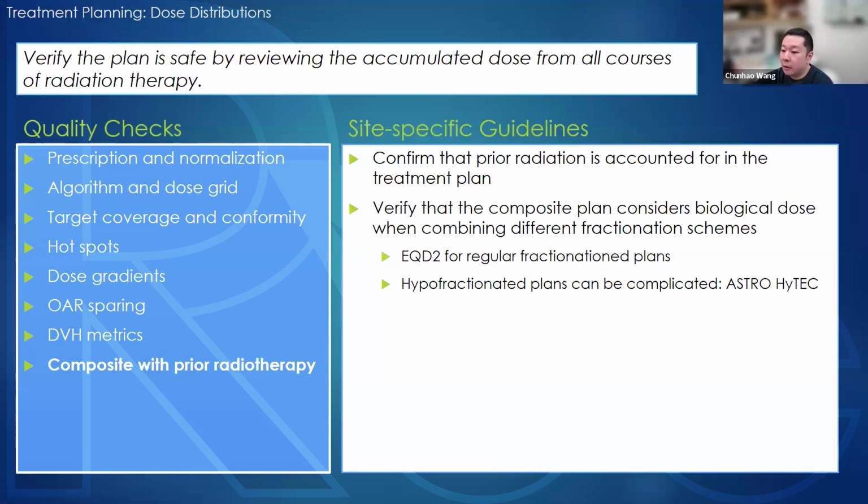And considering the biological dose difference if they have a different prescription regime, EQD2 is a very good metric if we are doing a plan sum from two regular fractionated plans with a different prescription. However, now since we are treating more hypofractionation plans, the plan sum of hypofractionated plans can be very complicated. The most recent guideline or recommendation is published by ASTRO, like a high-tech series, from 2 to 3 years ago. If you're interested, they have more details about how to do the plan sum with hypofractionated plans.